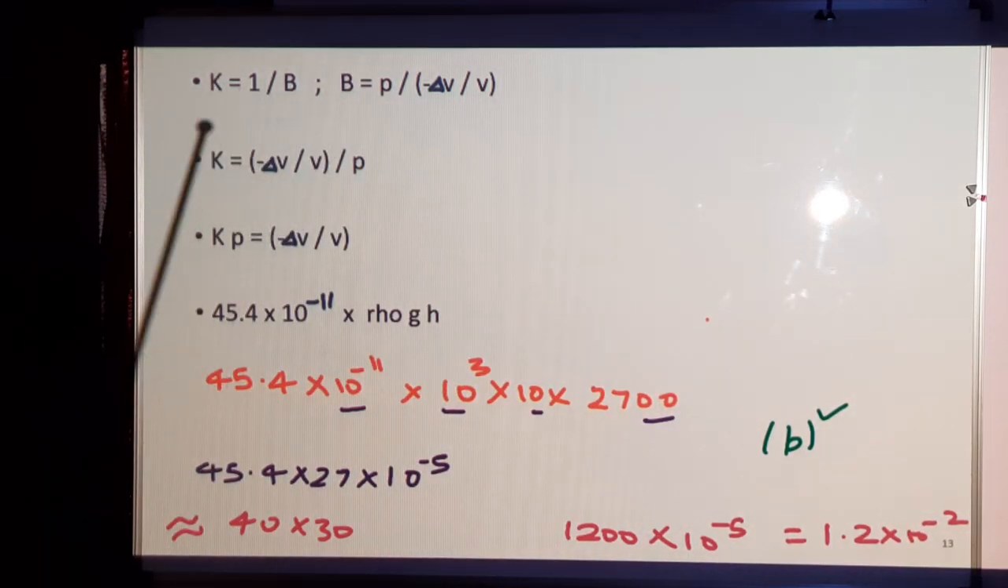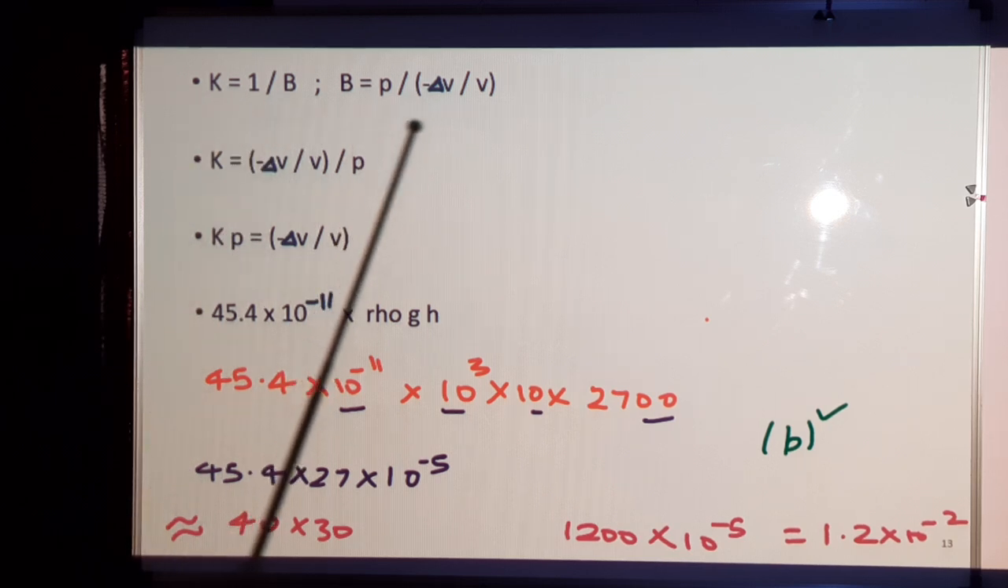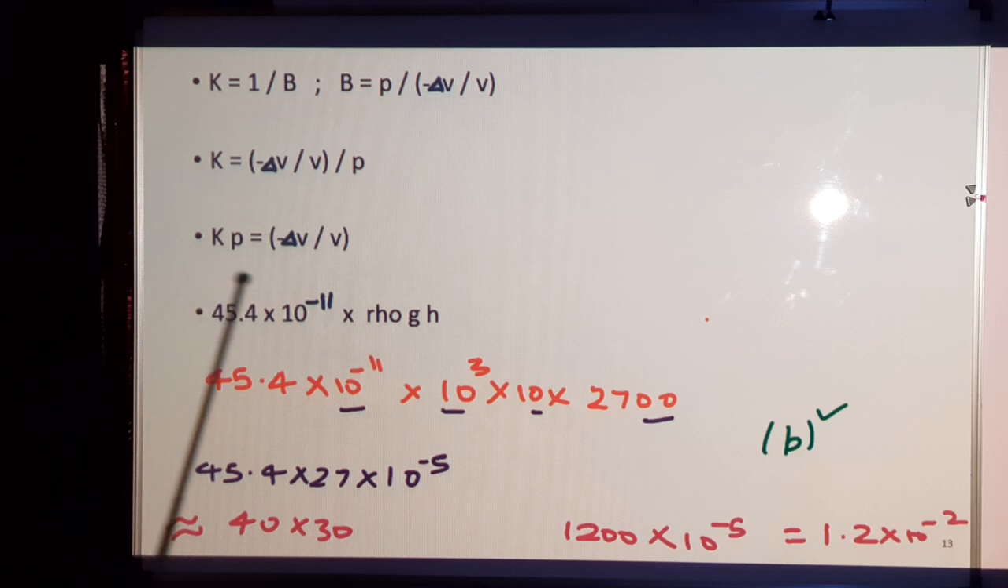So this is what is explained here. Compressibility K is 1 by bulk modulus, and bulk modulus is stress by strain. So from this you get the fractional change in the volume, delta V by V with the minus sign, because for this quantity to be positive, we have to put a minus sign because delta V is negative. When it's getting compressed, delta V is a negative quantity. So to make this thing positive, a minus sign has to be attached to the delta V.